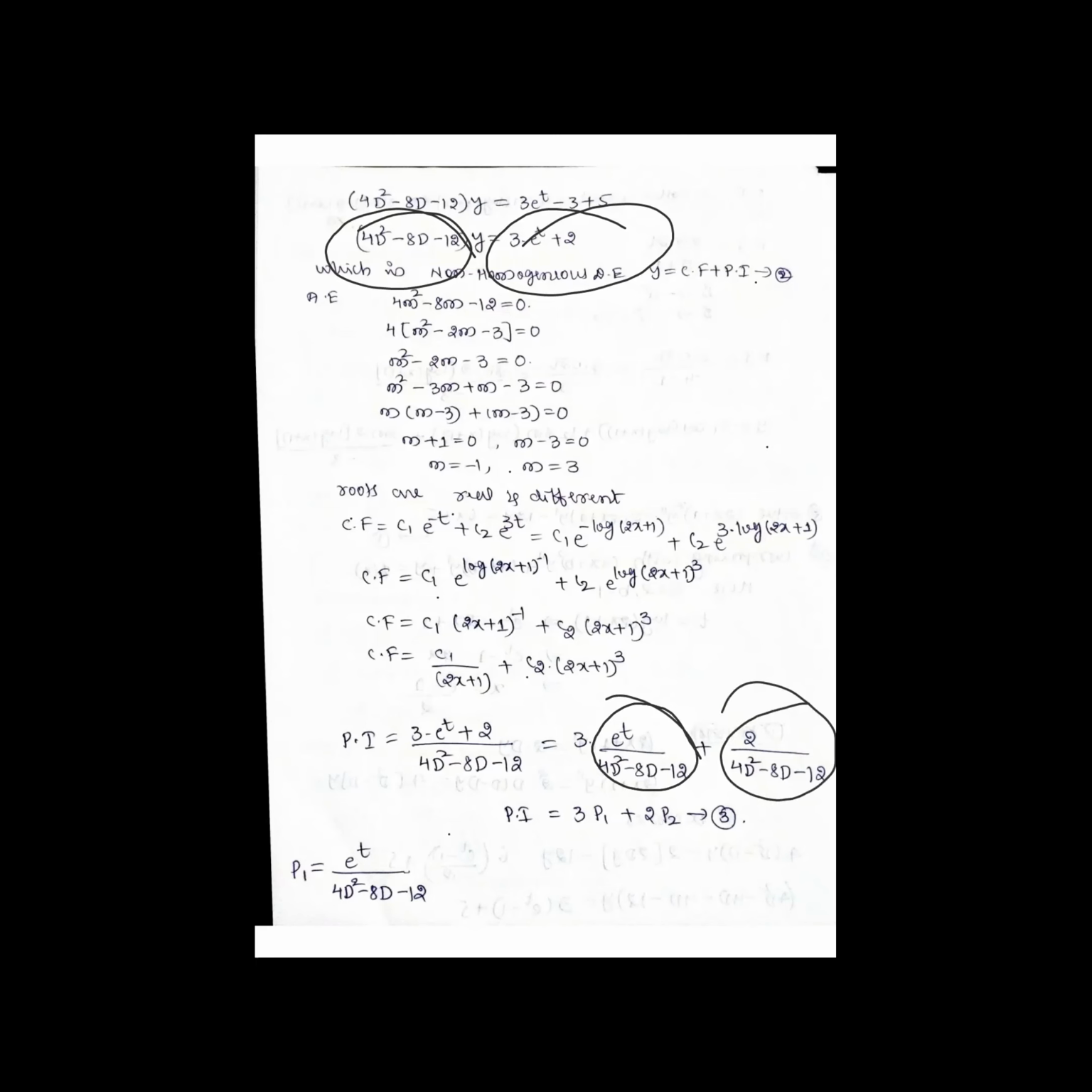Even 2 I'll keep constant this side, 1 upon 4D square minus 8D minus 12. I'll take it as P2. So this is P1. So 2 into this will be P2. So let us solve P1 and P2 and we will substitute here. Okay. So P1 is this, right? So this is of type 1 because it is an exponential function.